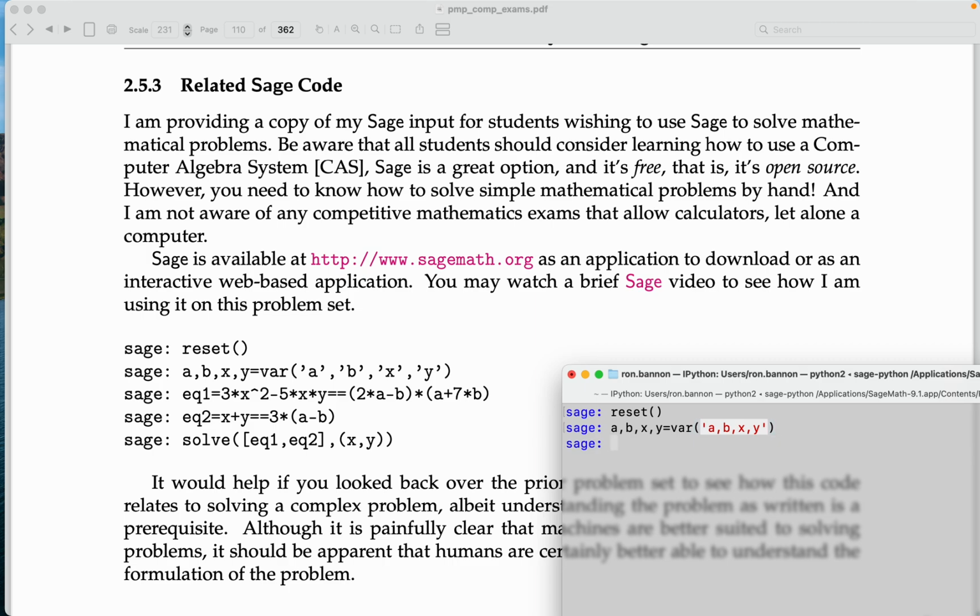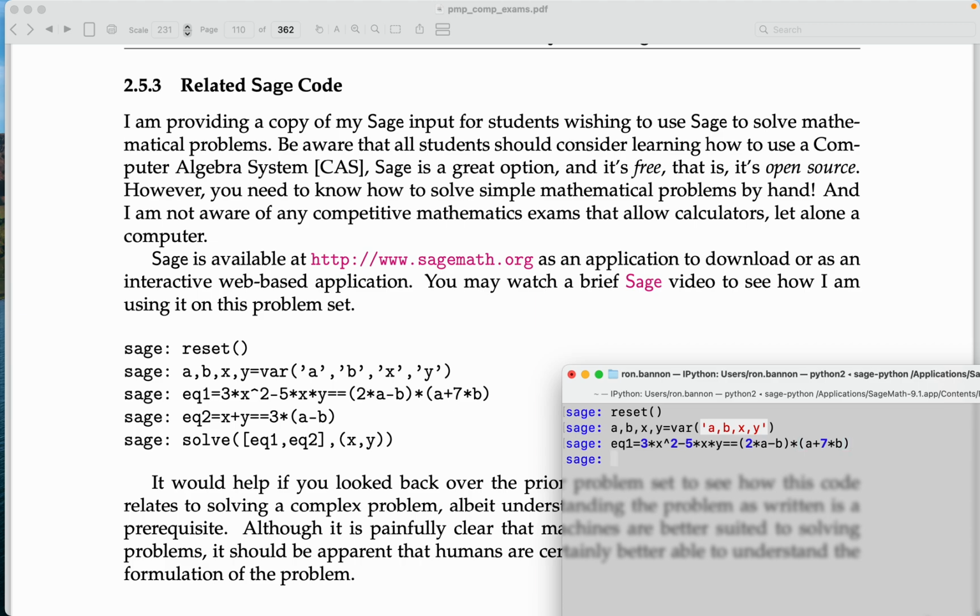All right? What's the next thing? Equation 1. Again, it's arbitrary what I call it, but I like to be consistent in my naming schemes. Like equation 1, what is it? It looks like it's 3 star, and we'll go back over the notes, by the way. X squared minus 5 star X star Y, double equal sign. I got a little something bizarre here. What is going to be 2 star A minus B star. I'm going to type that in. That looks like A plus 7 star B. And again, we'll look over the notes a little bit later.